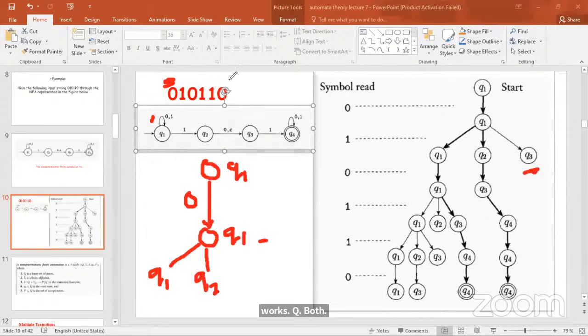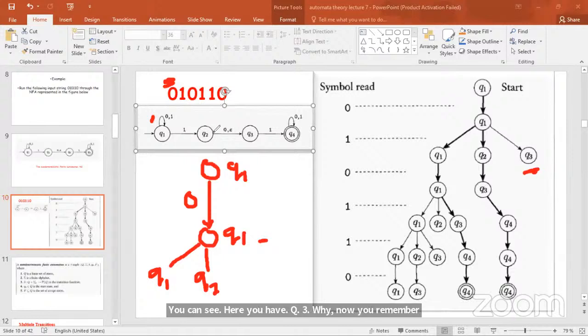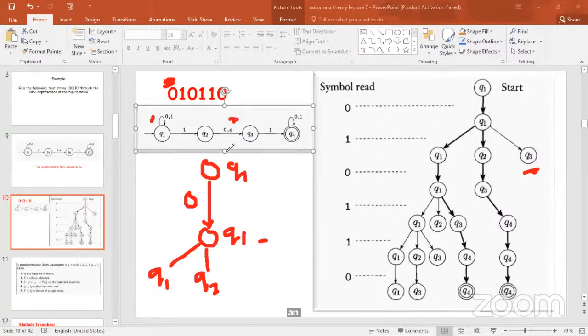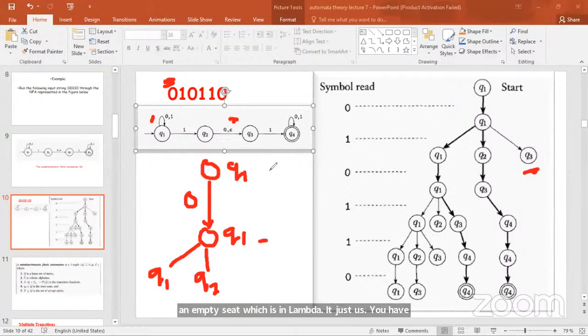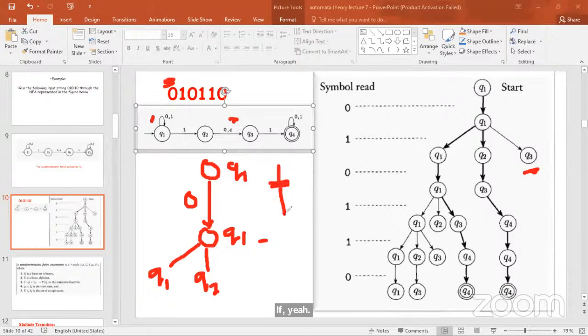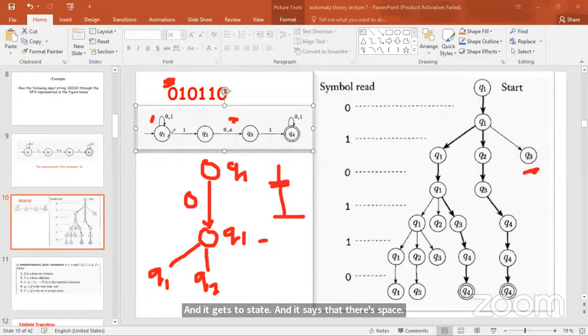Why? Now, you remember I told you that without reading anything, in as much as you have gotten to this point with 1, and you have an empty set, which is a lambda, it is just as if you are pouring water through a funnel and it gets to a state and sees that there's space, it will just continue to go until it sees something blocking it. So let's assume that you pour water here. It sees a channel which you have created for it. But here, it is just, oh, this is a freeway. Nothing is blocking me.